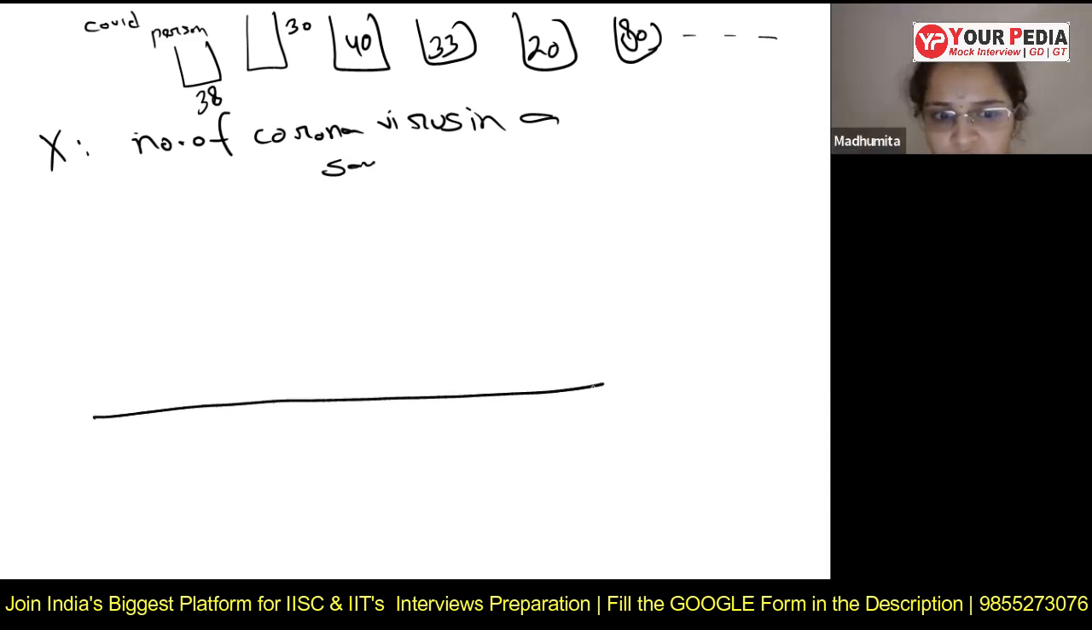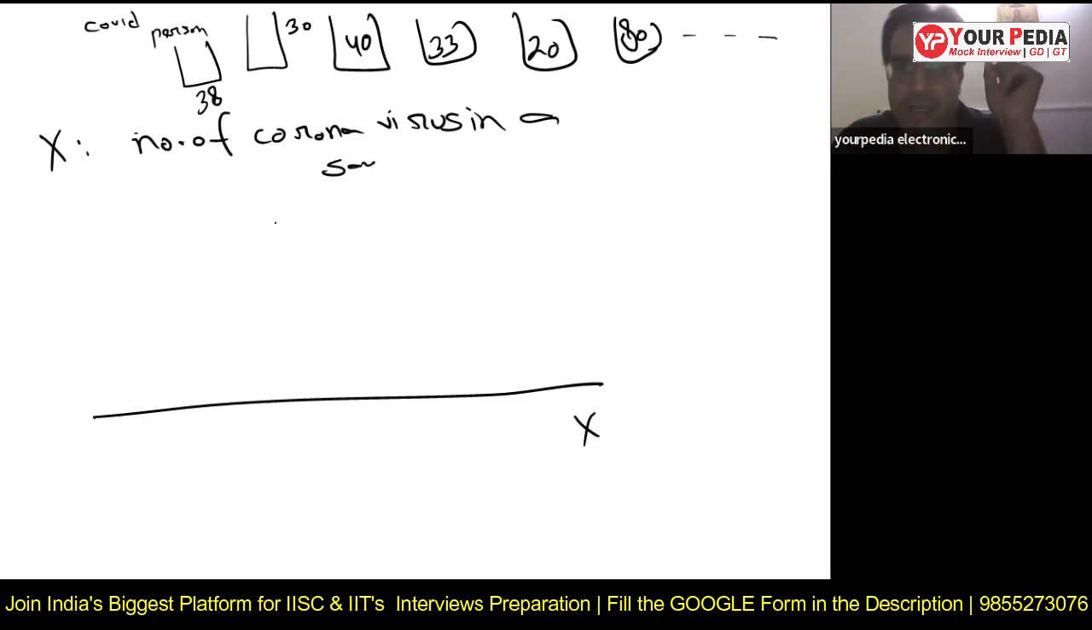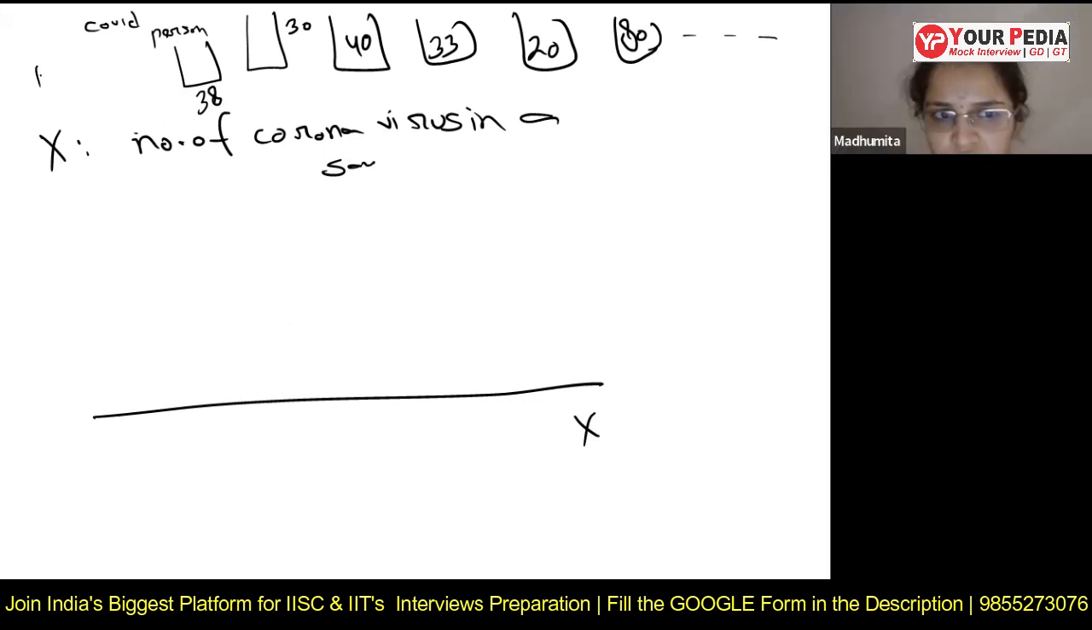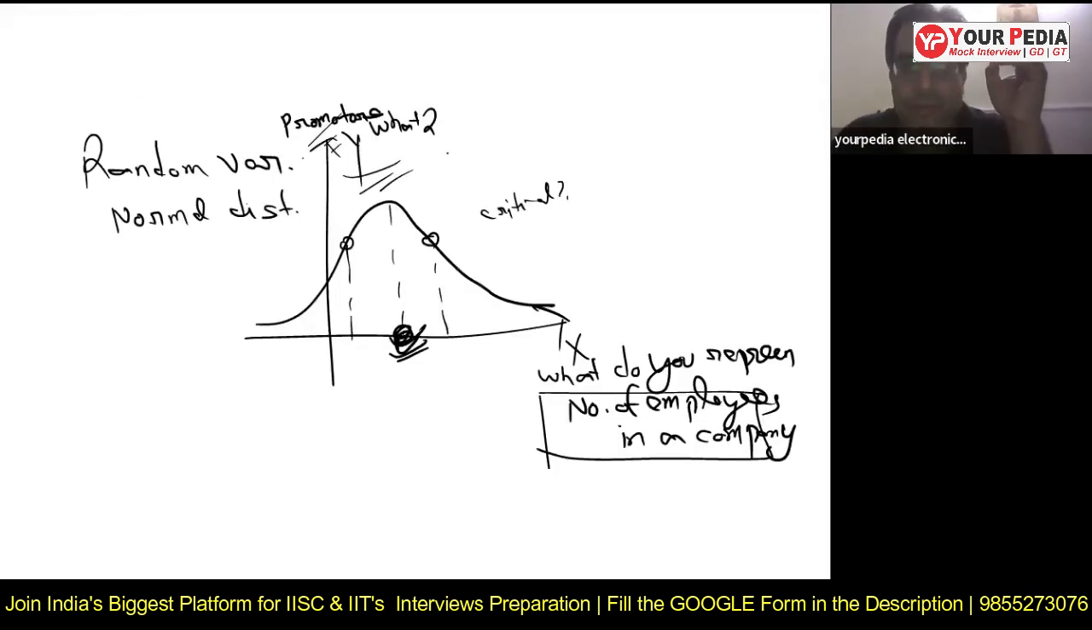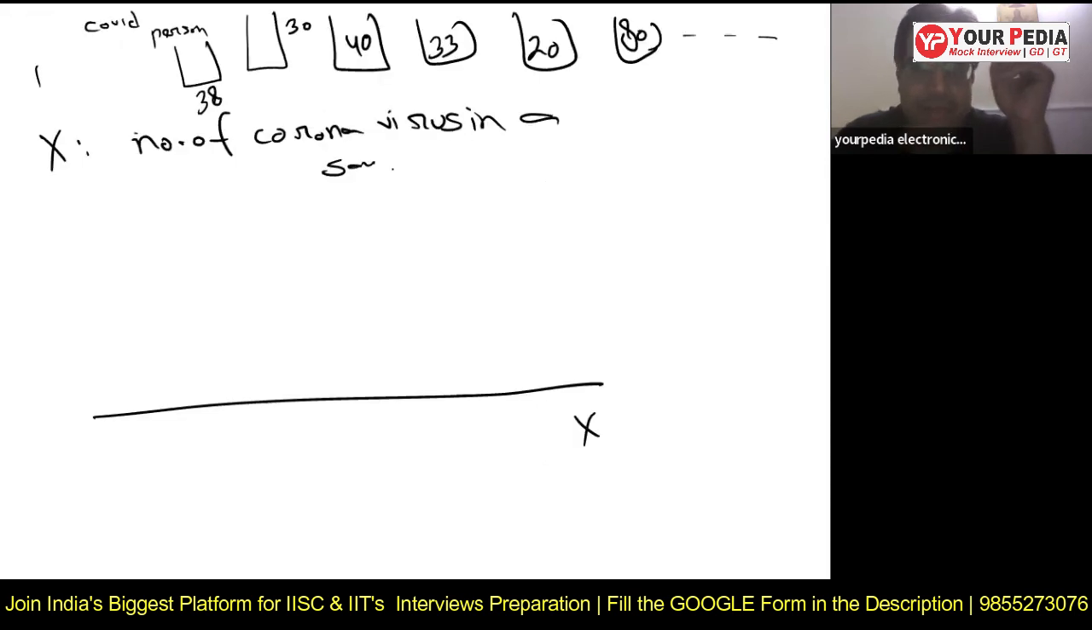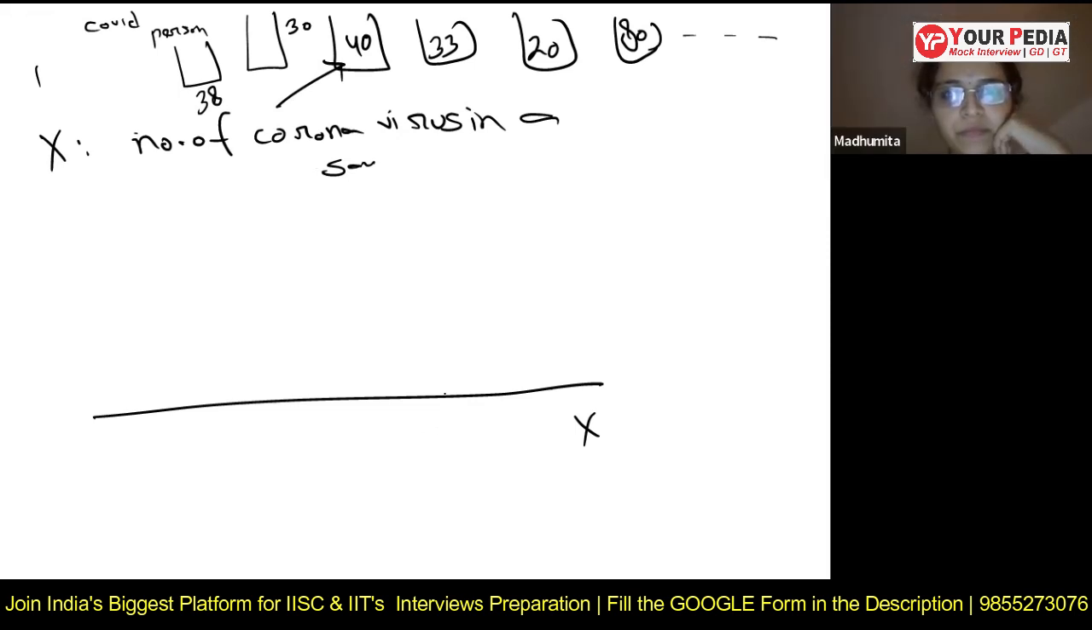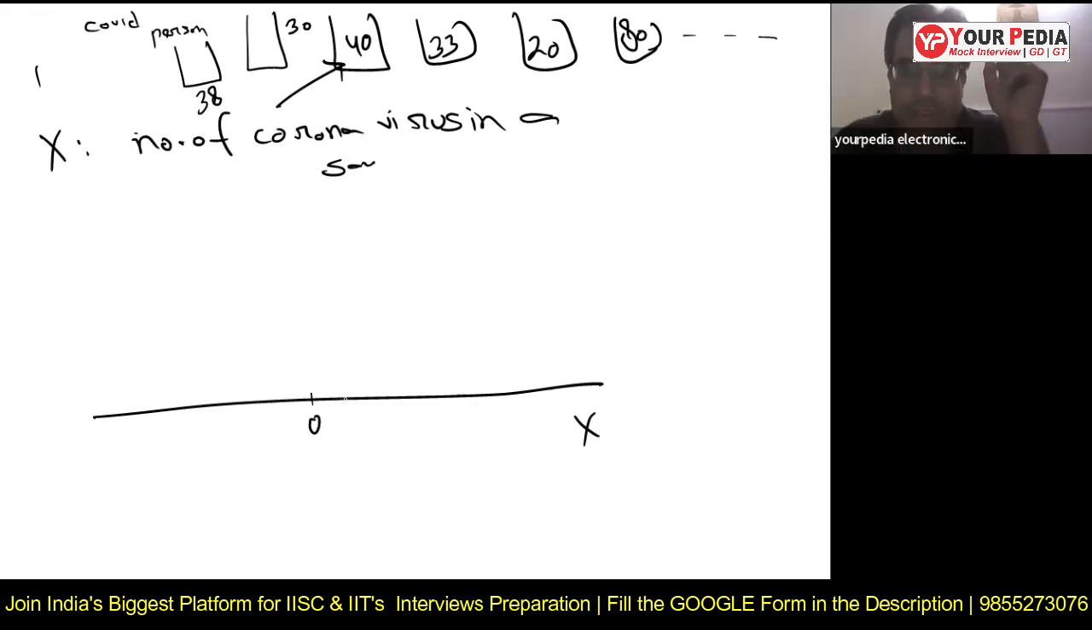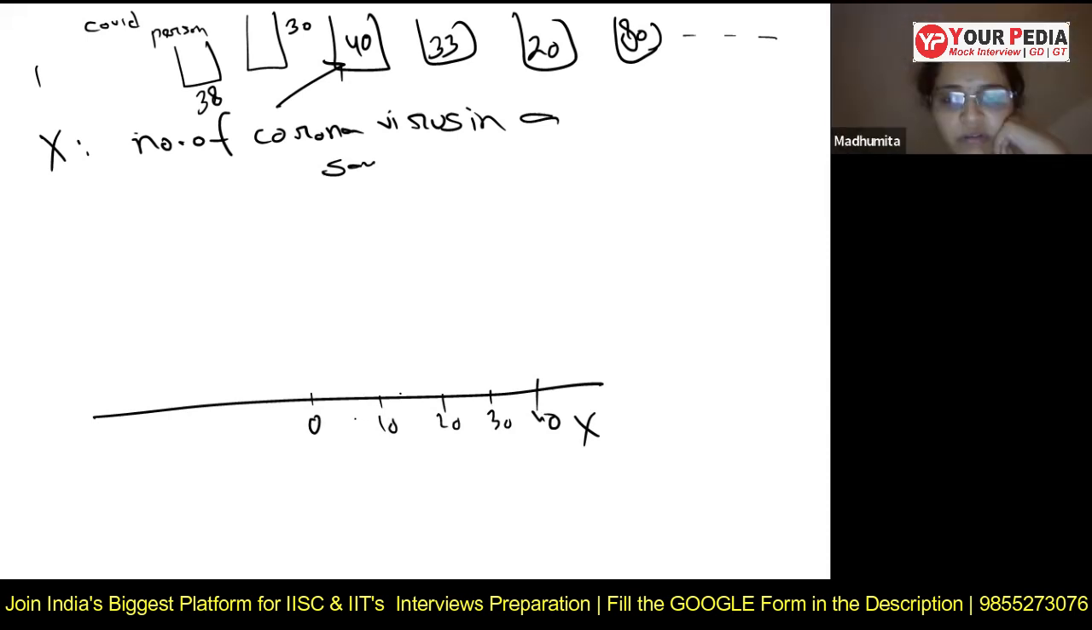You are representing it here on the x-axis. Now suppose you have taken samples of 1 lakh people. In 1 lakh people, you counted the number of people whose samples had 40 coronavirus. In this x-axis we have all values starting from 0, and here suppose we have 10, then 20, then 30 and 40. All middle values are also there.